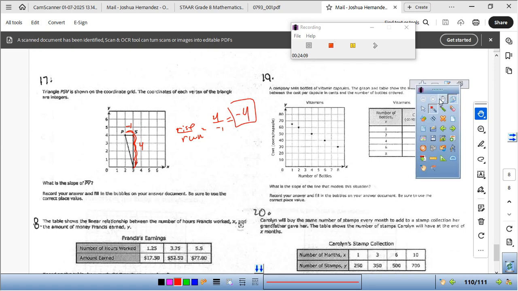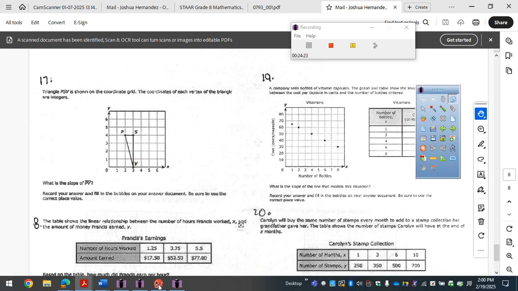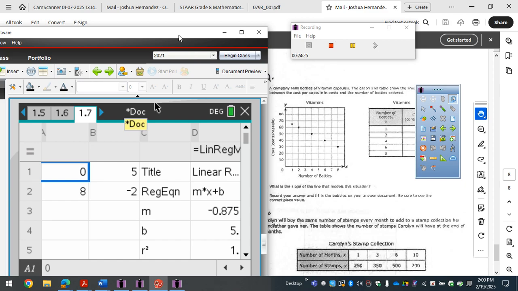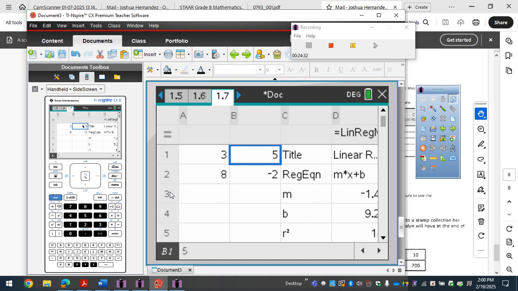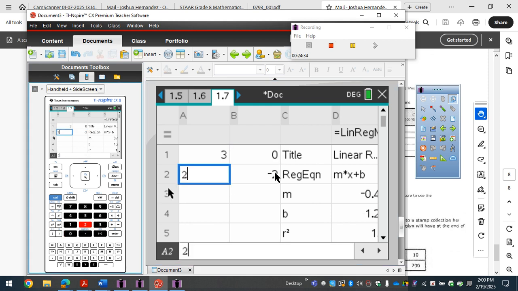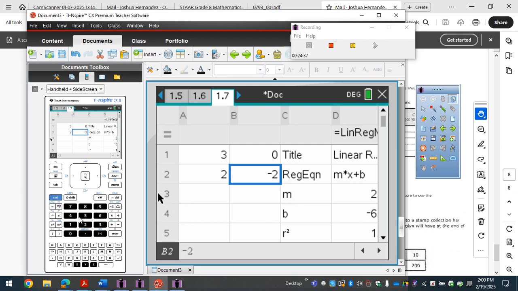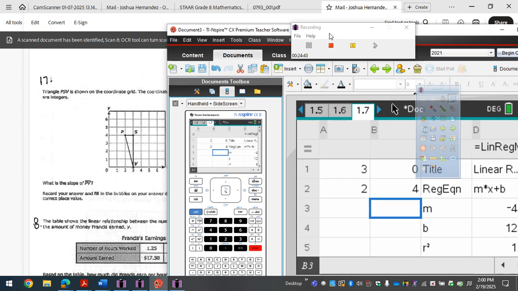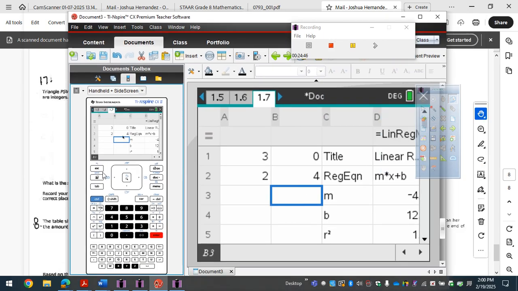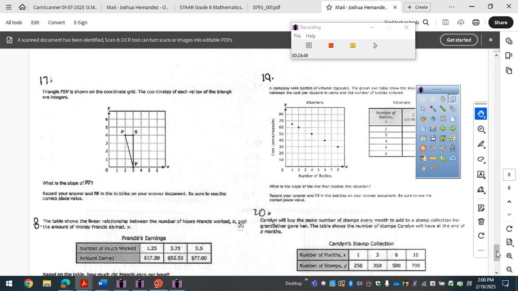I will show you again. Let's just use the calculator if you want. But let's get the coordinates here. 3, 0. And 2, 4. So we're going to come here. And again, we're looking for the y-intercept. Sorry, the slope. And slope is again a negative 4. Next question. Just move it up.